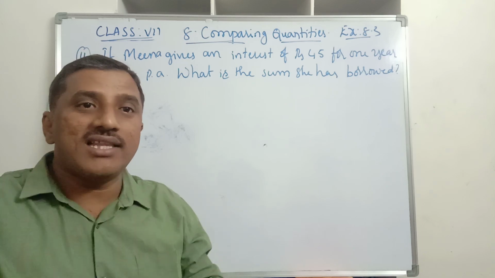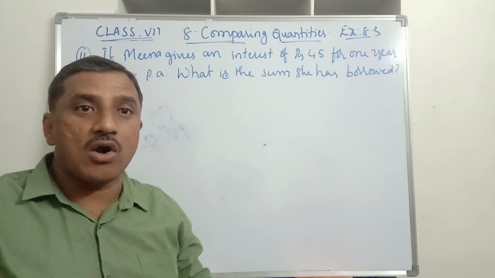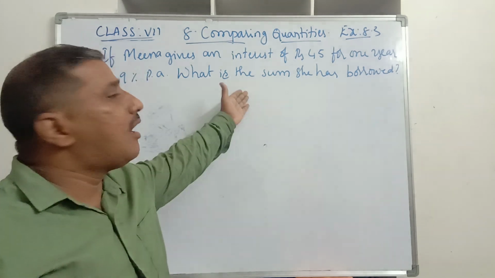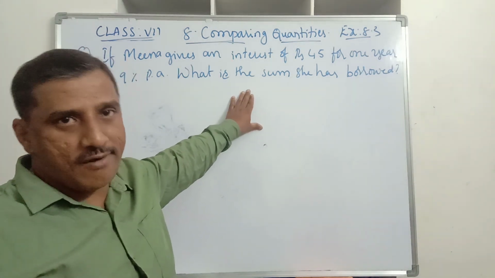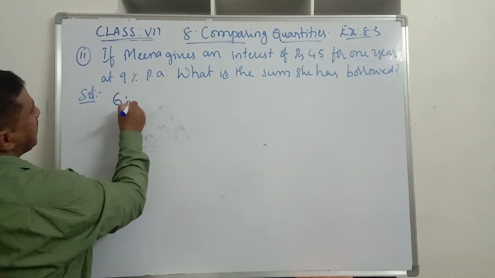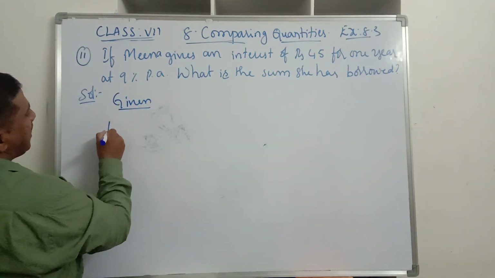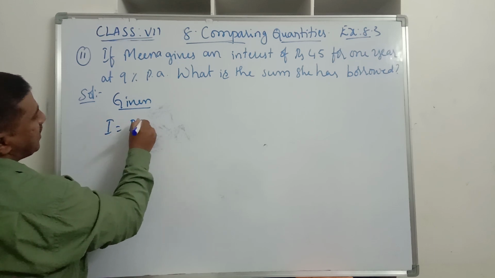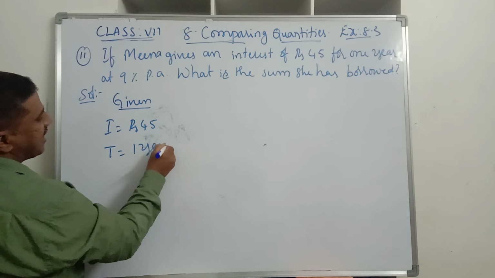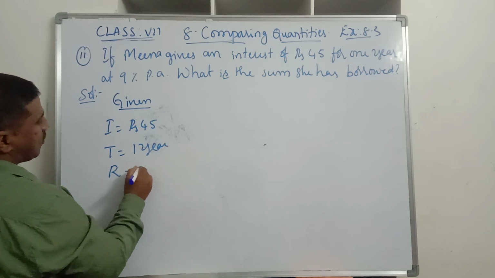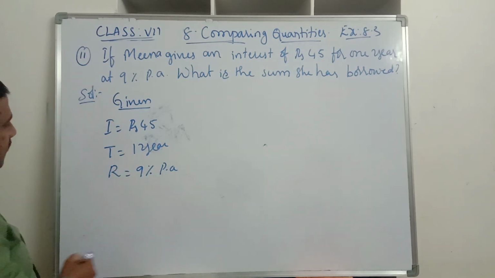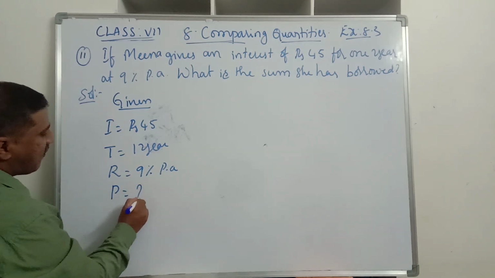So what do we call that sum, that money which she borrowed? Yes, it is principal. So what we have to find? Principal amount we have to find. So first write what is given in the question. It is given: interest I is equal to rupees 45 and time T is equal to 1 year. Rate of interest R is equal to 9% per annum. What we have to find? Principal P we have to find.